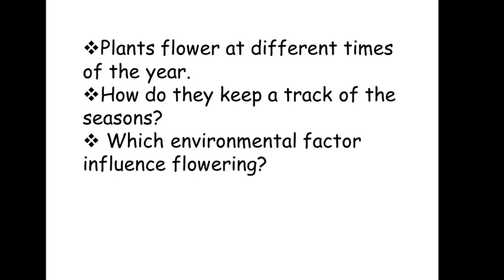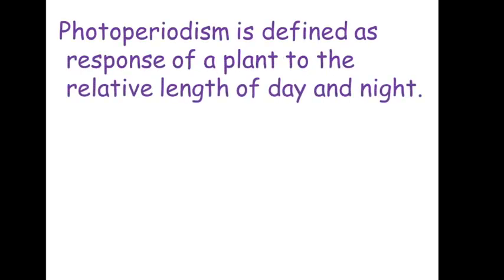Okay, now this photoperiodism that we are going to discuss is also a type of photomorphogenetic process. Now let us see what is this photoperiodism. Photoperiodism is defined as a response of a plant to the relative length of day and night. Alright, so easy definition. It is the response of a plant to the relative length of day and night. So if the day length is shorter than the night length, how will the plant respond? If the day length is greater than the night, how will the plant respond? This response of a plant is known as photoperiodism.